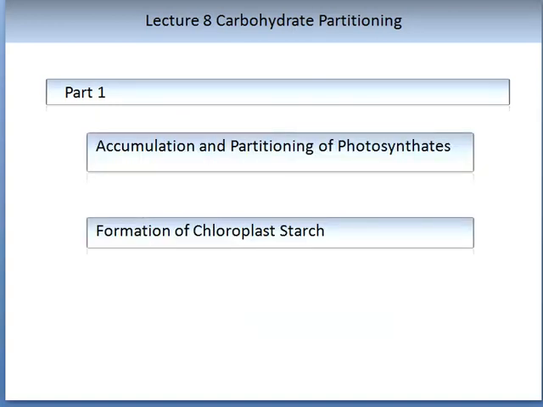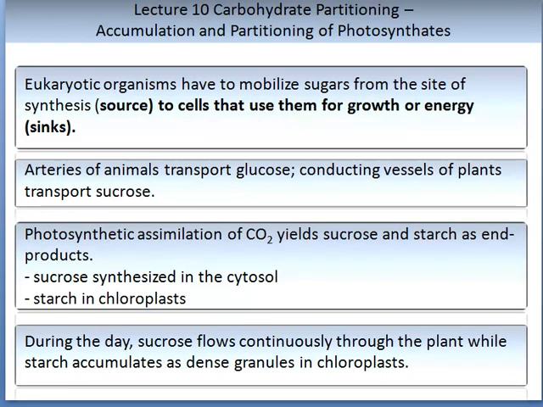Two components of Part 1 that we are going to concentrate on are the acclimation and partitioning of photosynthates and the formation of chloroplast starch. So let's start with a discussion on acclimation and partitioning of photosynthates. These are the products from the carbon fixation of photosynthesis.